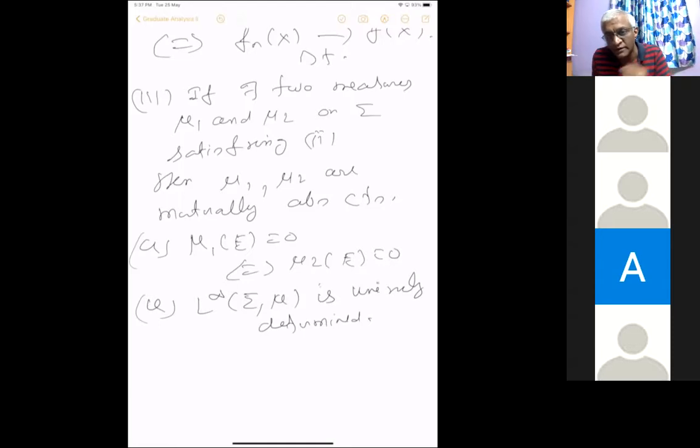That is, if two measures mu1 and mu2 are absolutely continuous, then the L infinity is the same, with the same functions. Okay, it's not that they are isomorphic. It's just that the identity map is an isomorphism. So the L infinity is uniquely determined. This algebra is a Banach algebra, a C star algebra, and that is uniquely determined. Okay, so these are the three things.